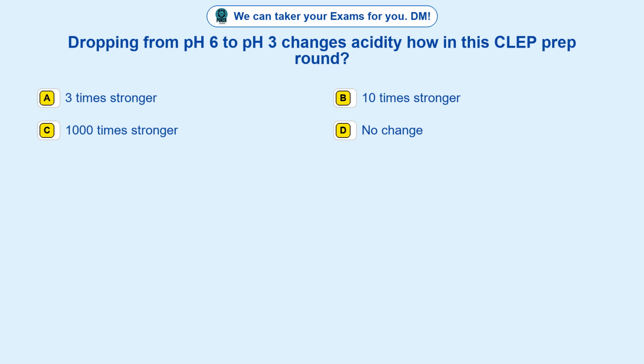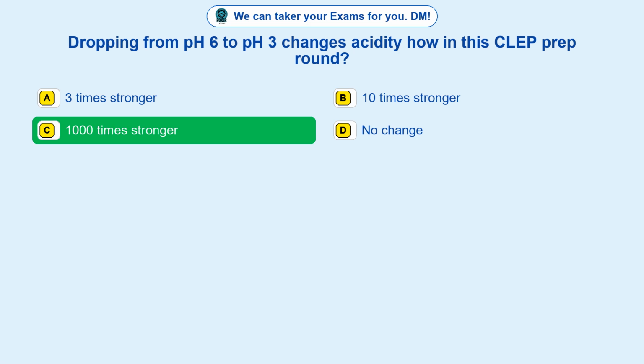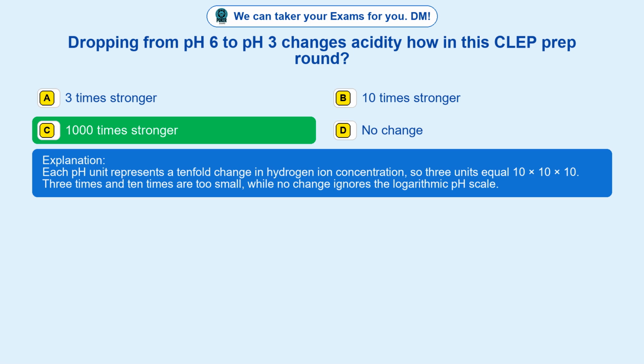Question 53. Dropping from pH 6 to pH 3 changes acidity how in the CLEP prep round? Option A 3 times stronger. Option B 10 times stronger. Option C 1000 times stronger. Option D. No change. The correct answer is option C. 1000 times stronger. Each pH unit represents a 10-fold change in hydrogen ion concentration, so 3 units equal 10 times 10 times 10. 3 times and 10 times are too small, while no change ignores the logarithmic pH scale.